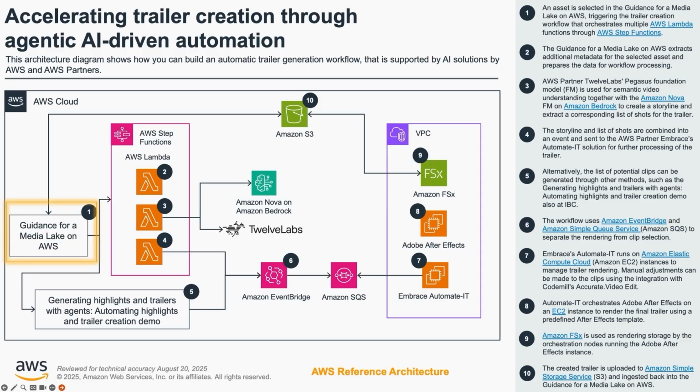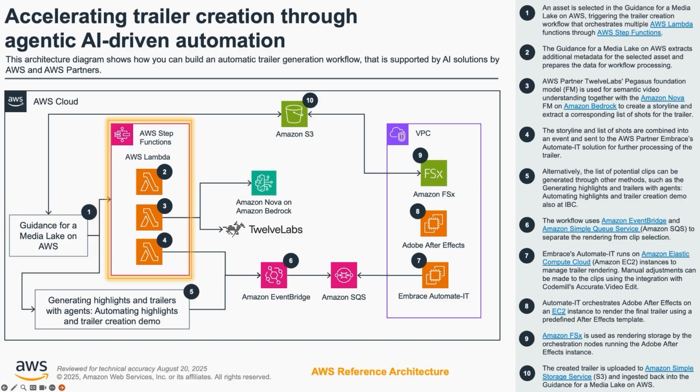First, we're using the guidance for a media lake on AWS. This is a solution guidance that is publicly available, and you can easily deploy this in your own AWS account. It is basically a central system for searching and managing media assets stored on AWS. With this, we are triggering a workflow for our asset, which we want to create a trailer for.